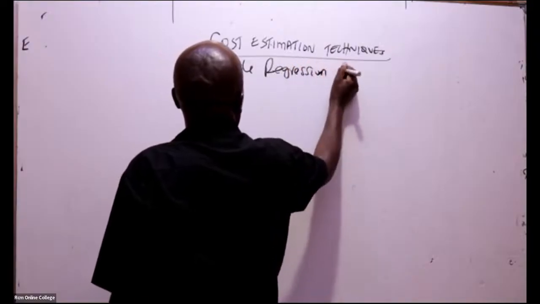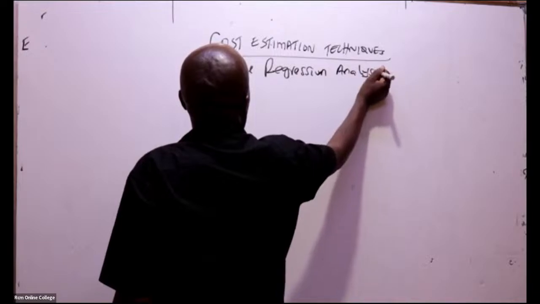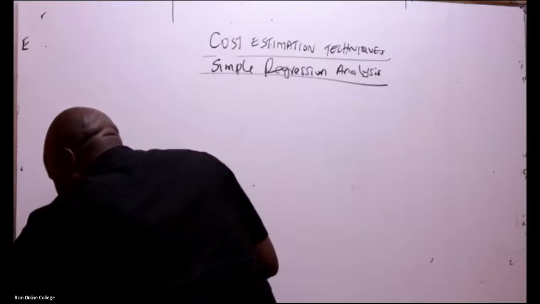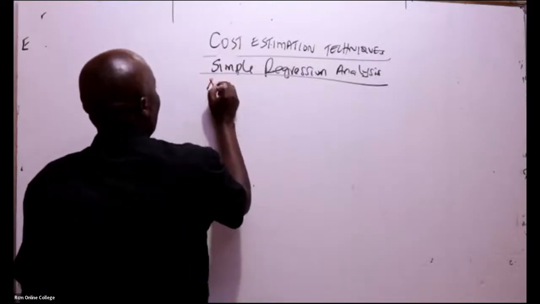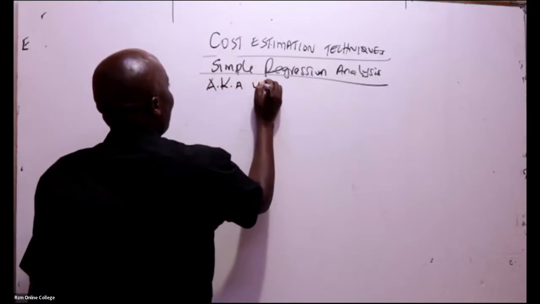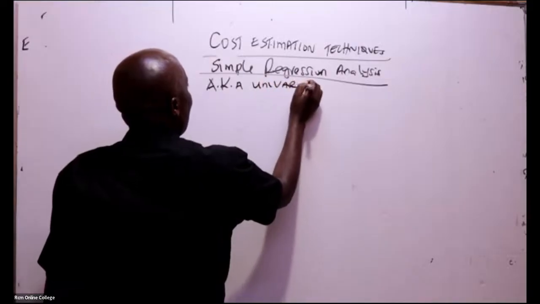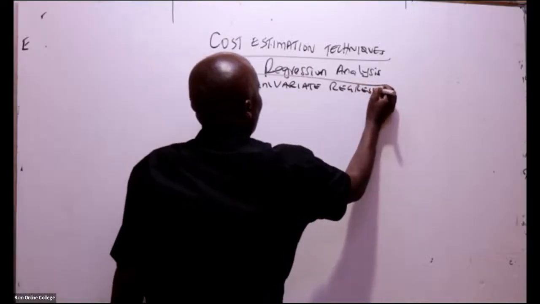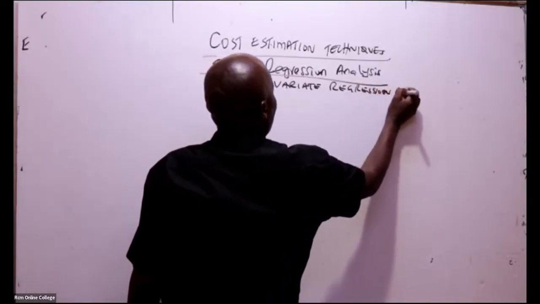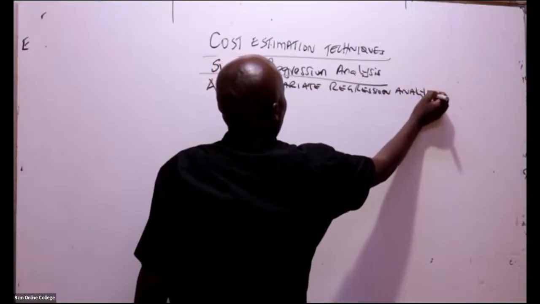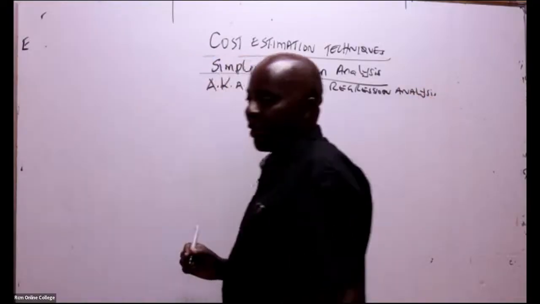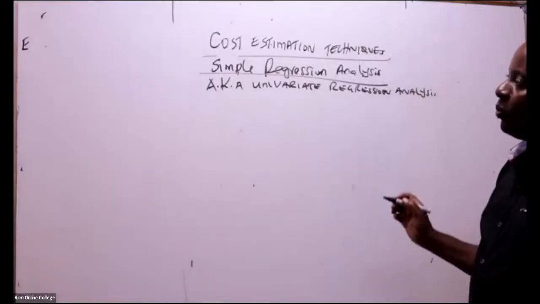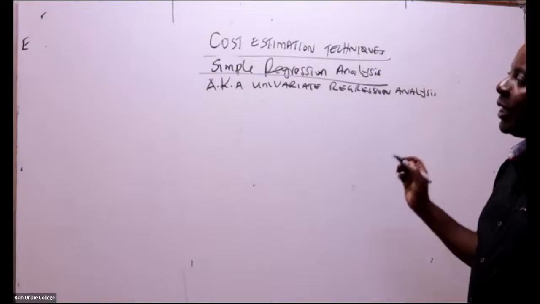Simple regression analysis. Remember that this is also known as univariate regression analysis. Uni means what here? Uni means, ladies and gentlemen, one variable, one predictor variable.